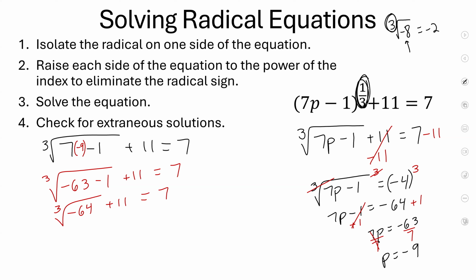And what's the cubed root of -64? -4, because -4 multiplied by itself 3 times will give you -64. -4 plus 11 is 7. So I get 7 equals 7. That's true. That means this is your answer. We checked it.